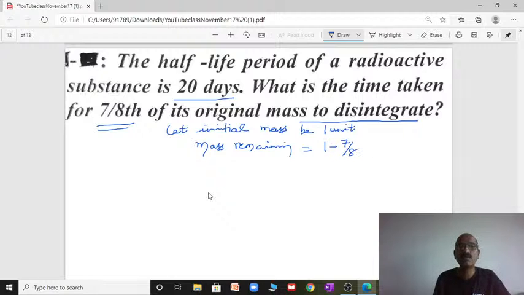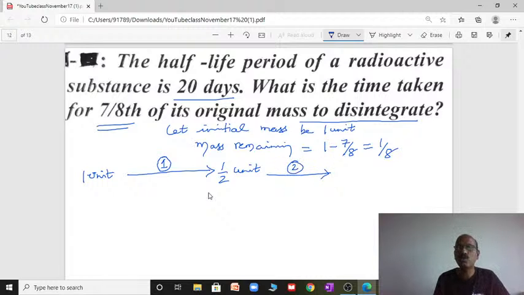See here, the question asks the time taken for 7 by 8 of its original mass to disintegrate. Original mass we don't know, so we take 1 unit. Then if 7 by 8 disintegrates, the mass remaining is 1 minus 7 by 8, which is 1 by 8. Now we have a mass of 1 unit. In the first half-life, 1 unit mass becomes 1 by 2 unit. In the second half-life, this 1 by 2 unit becomes 1/4 unit. In the third half-life, this 1/4 unit becomes 1 by 8th unit.